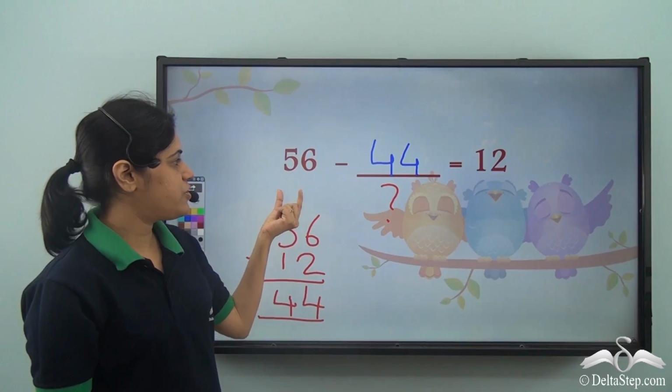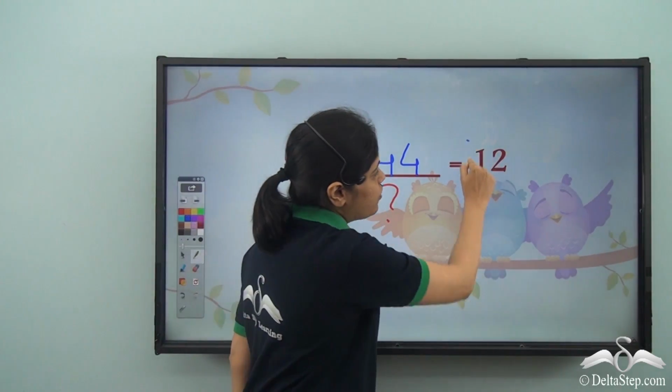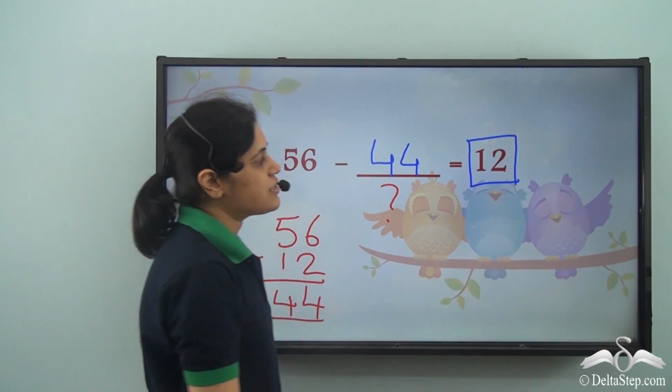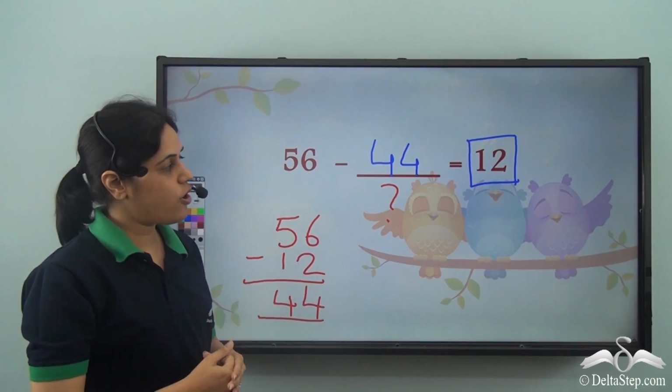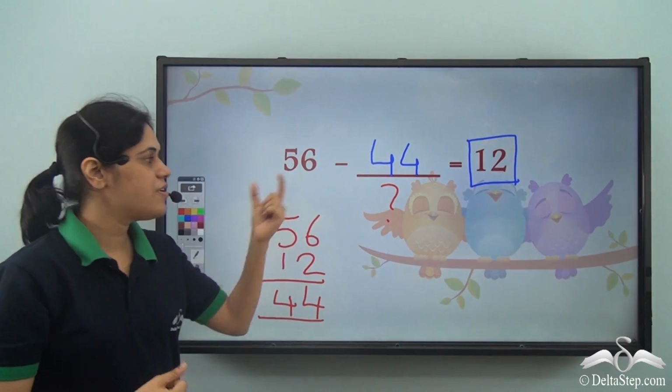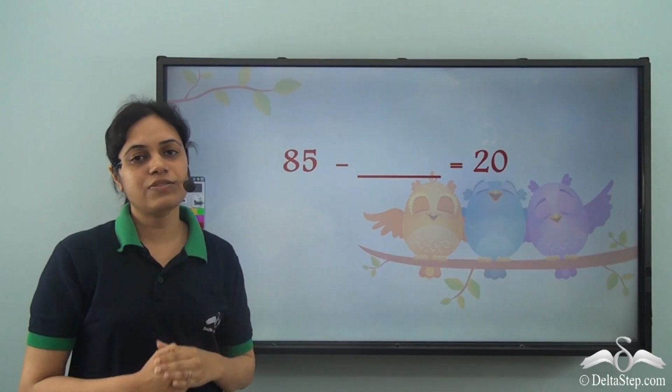If you actually subtract 44 from 56, you will see that you get this answer. That is, the difference is 12. So this answer is correct. And we have got it by subtracting 12 from 56. Now can you solve this one on your own?